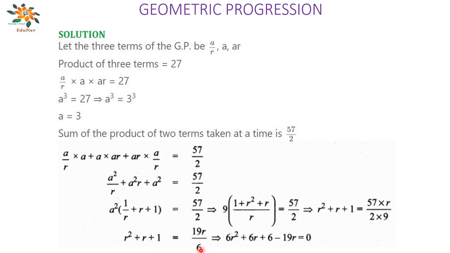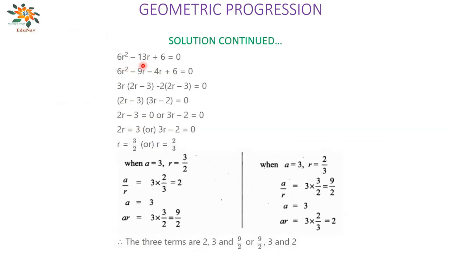Again by cross multiplication, we note that 6(r² plus r plus 1) will be equal to 19r. In other words, 6r² plus 6r plus 6 minus 19r will now be equal to 0. Here we have brought all the terms to the left hand side. That is how we have this step. We now have the quadratic equation, namely 6r² minus 13r plus 6 equals 0. We shall factorize and then find the values of r.